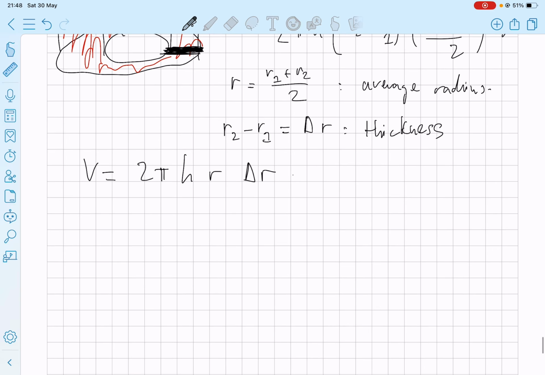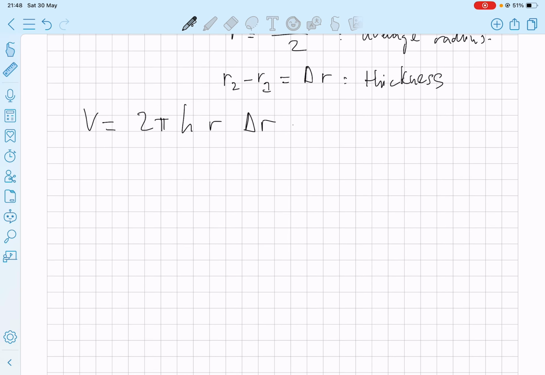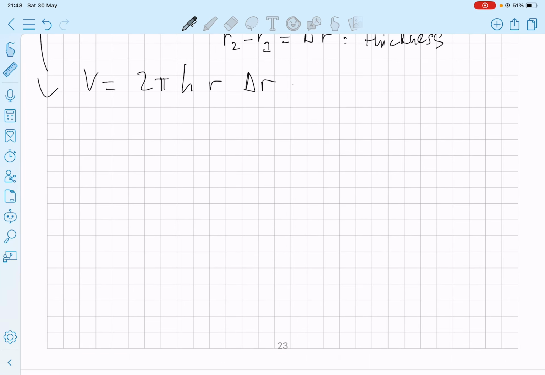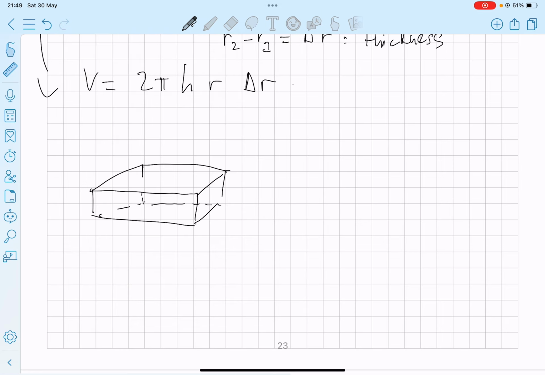And this shape can also be seen as something looking like this. Oh, I'm so bad at drawing, sorry. So it will look something like this. Here this is h, this is 2 pi r, and this is delta r.